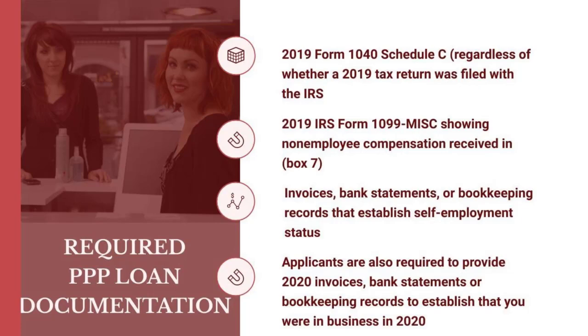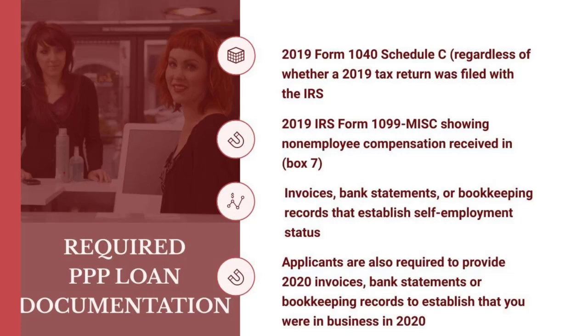If you are intending to apply for the PPP loan, you have to have your 2019 Form 1040 Schedule C, regardless of whether or not your 2019 tax return was actually filed. That's number one. Number two, you have to have your 2019 IRS Form 1099 miscellaneous showing non-employee compensation received in Box 7. So if you are an independent contractor, more than likely you received a 1099 miscellaneous from the person that you work for.